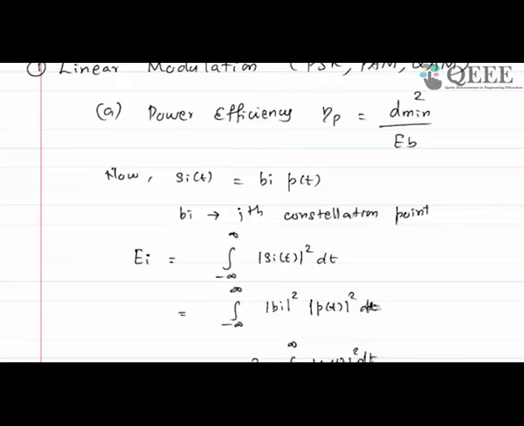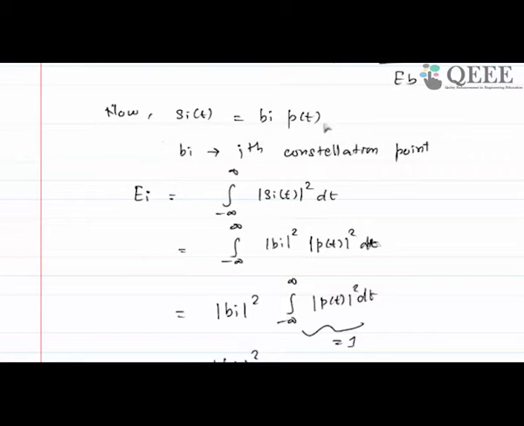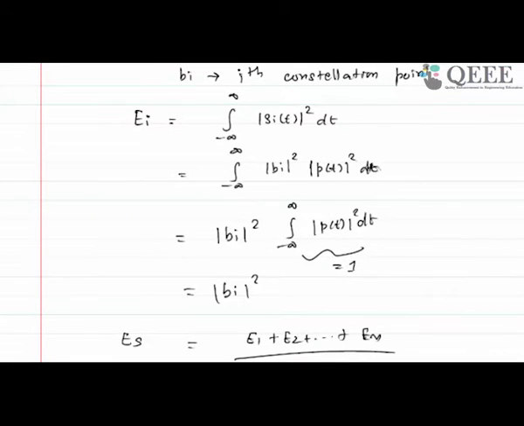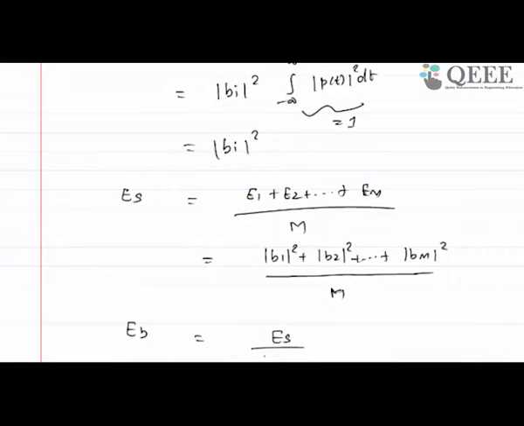Linear modulation means the ith waveform is of the form Bi times p of t. So the energy Ei is nothing but the integral of Bi square times p square of t dt. Bi comes outside the integral, and since p of t has unit energy, the energy in sending the ith symbol is nothing but the magnitude square of the ith constellation point. So now the average energy is the sum of magnitude square of all the constellation points divided by M.